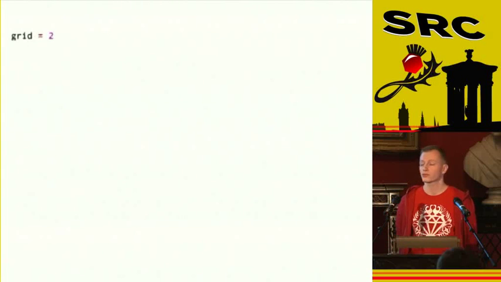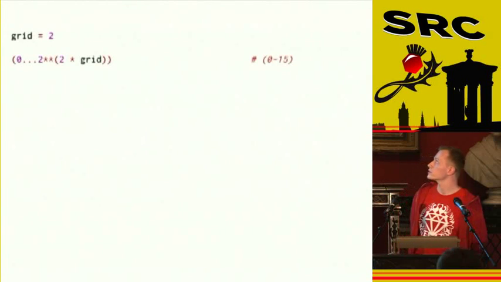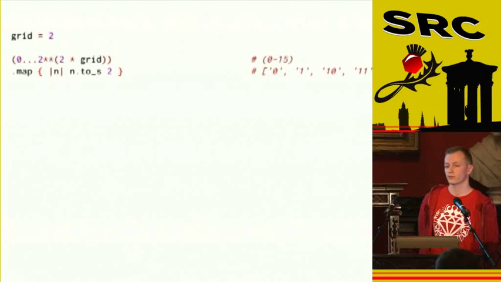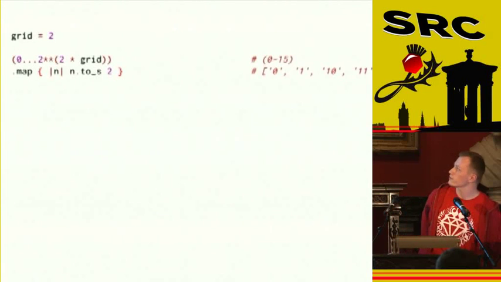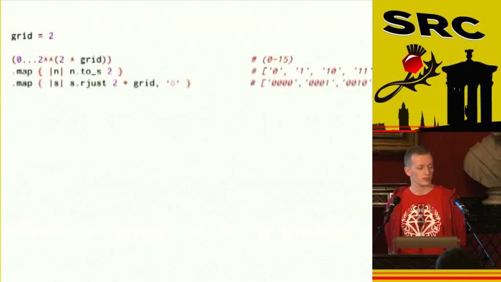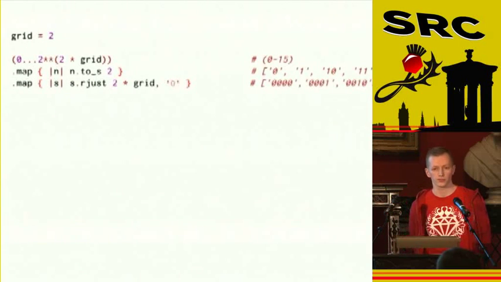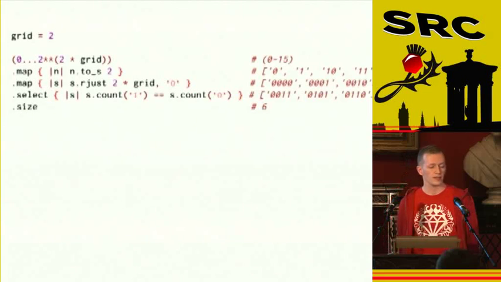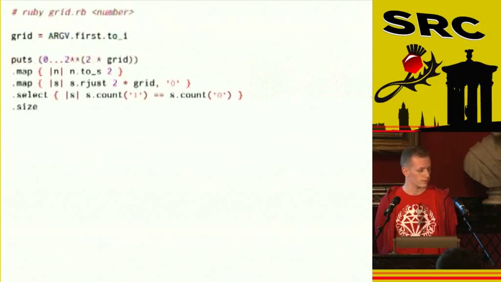If we wanted to program this in Ruby, we could say grid equals 2. We take all the numbers from 0 to 15 and turn them into binary representation. This is definitely not the most performant way, but the fastest to write. We pad them with leading zeros to be able to compare the numbers of zeros and ones. Then we select the ones that have the same number of ones and zeros, and count them. The answer is 6. This algorithm works at least for a 2x2 grid.